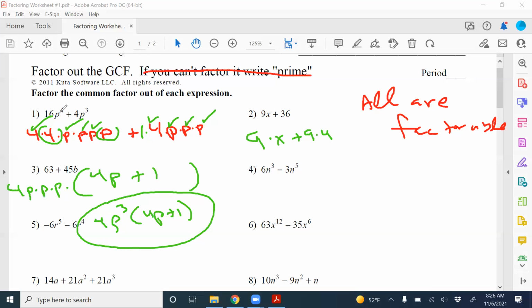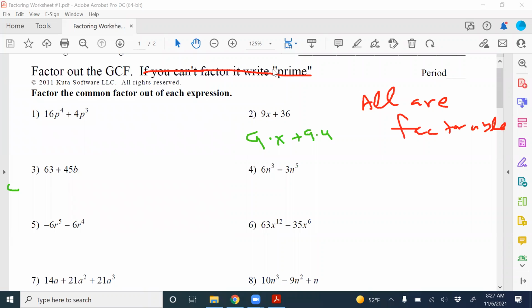Going back to number 1 again, 16, I could have broken it down even more. I could have said 2 times 2 times 2 times 2. But I noticed that 4 is already a factor of 16. That's why I wrote 4 times 4 for that one. Let me erase this so it's not distracting.